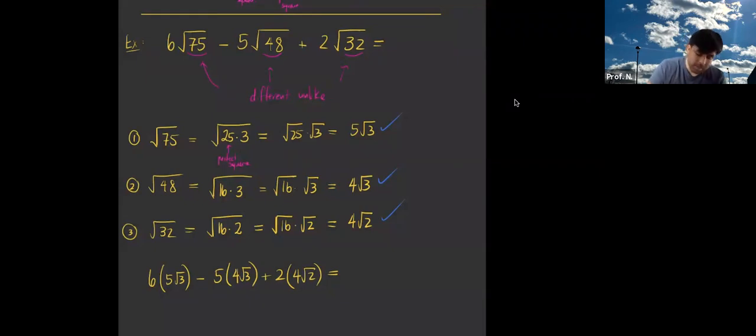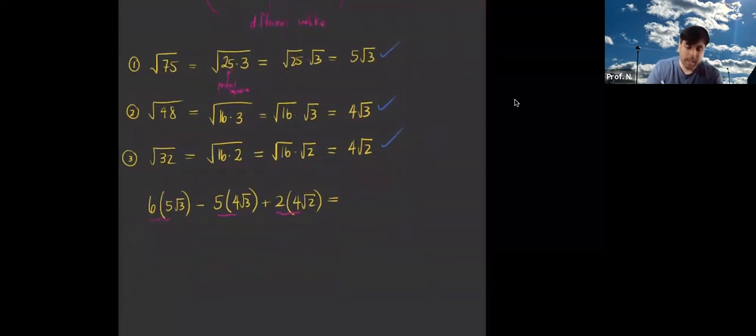And then I'm going to perform multiplication here in each of these little pink segments. 6 times 5 is 30, rad 3. 5 times 4 is negative 20, rad 3. And I get 8 rad 2. So I got 30 rad 3 minus 20 rad 3 plus 8 rad 2. What I notice is that I only have 2 terms that are common, that have the same radical expression underneath. So rad 3 and rad 3 are the only things that can combine.